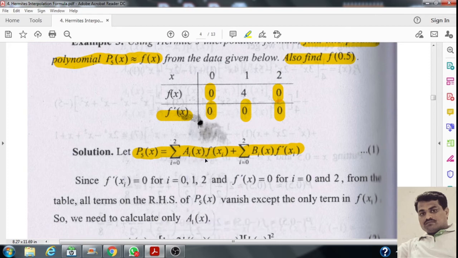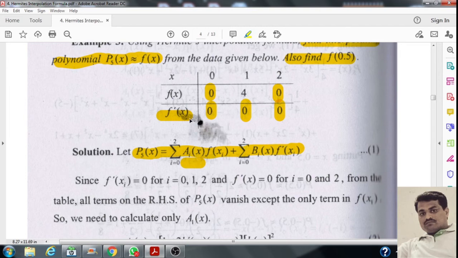Then in the first term, this is f of x0, which is 0, so ultimately that whole term will be 0. Also the last term is 0, because f of x2 is 0. Hence in this case we only need to find aix at i equal to 1, because f of x0 is 0 and f of x2 is 0. Ultimately the first and last terms in this summation expansion will be 0, and only this term gives the value of a1x. Hence for this solution find only a1x for the first summation.